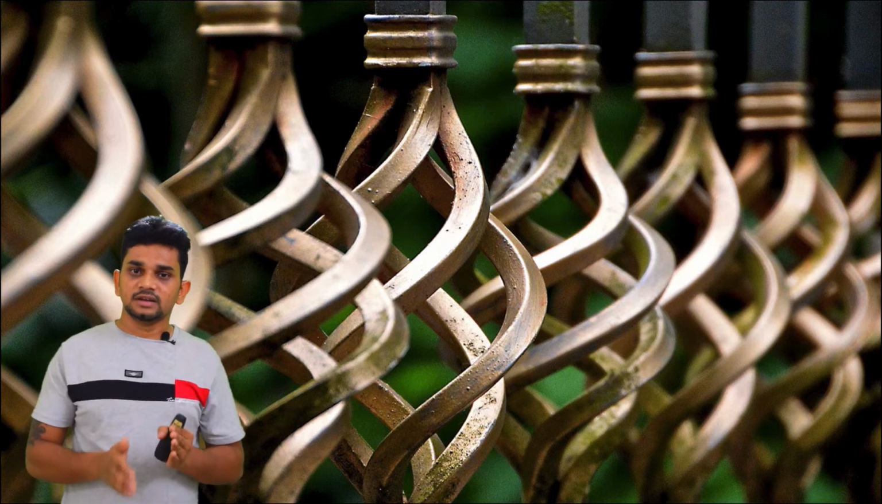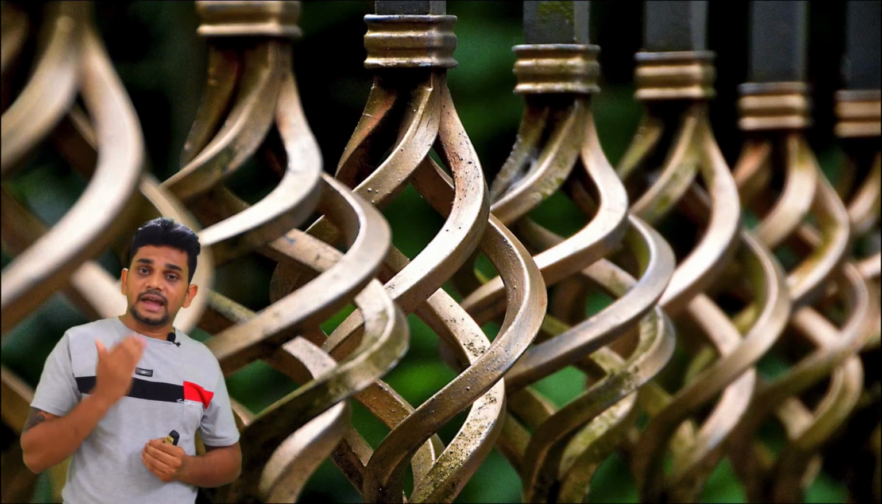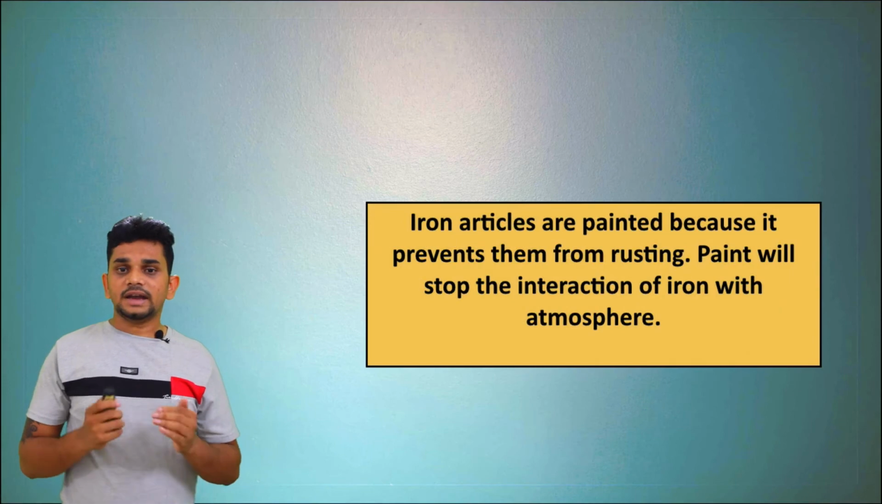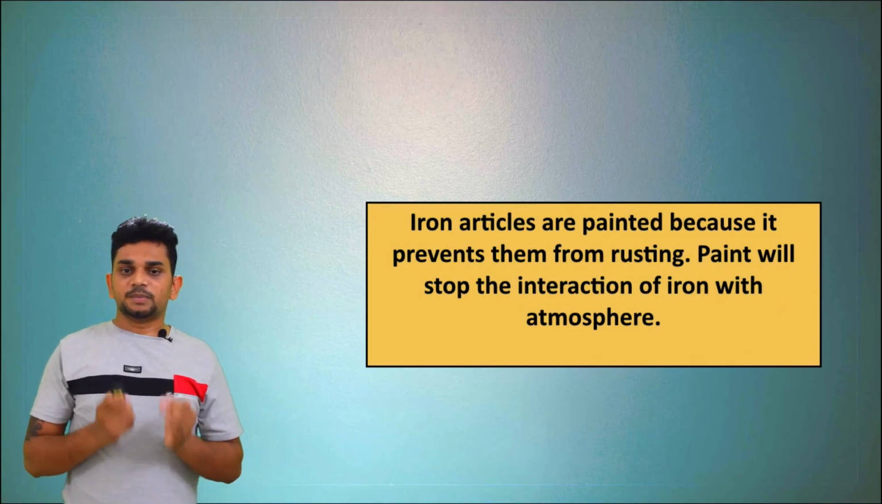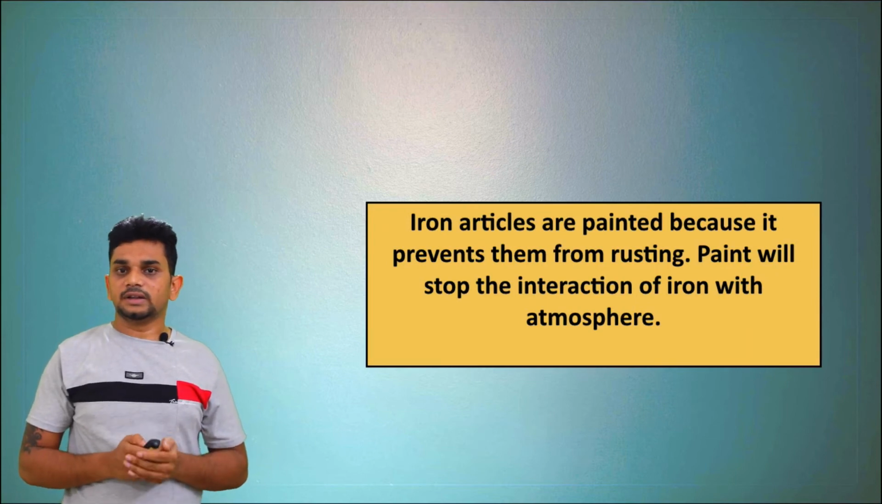What is the function of paint? It is a protective layer. This protective layer protects iron from the action of the atmosphere. Iron articles are painted because it prevents them from rusting. Paint will stop the interaction of iron with the atmosphere.